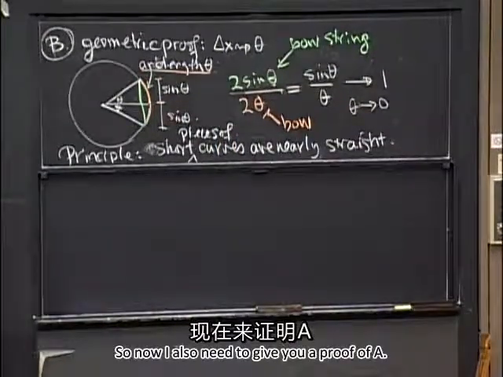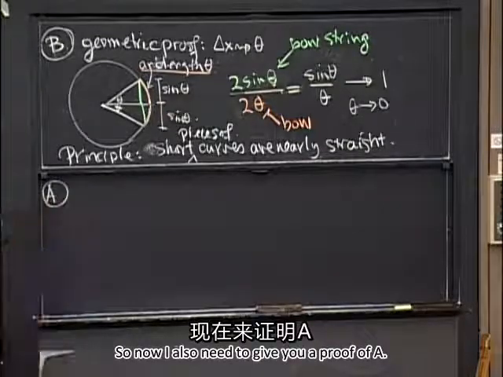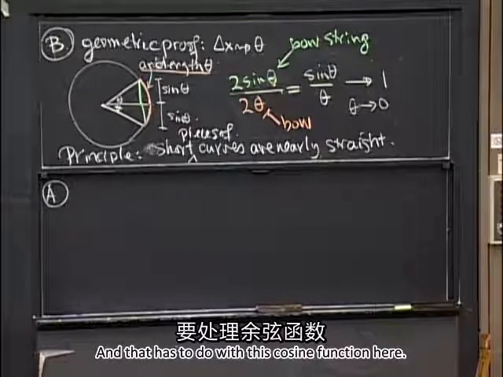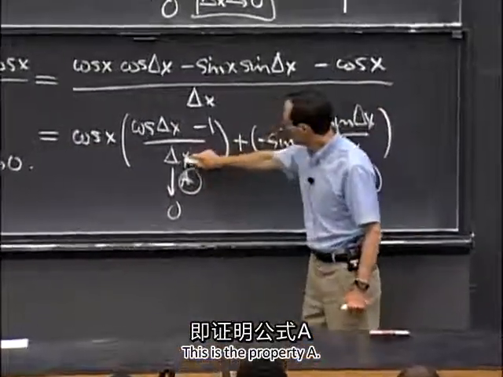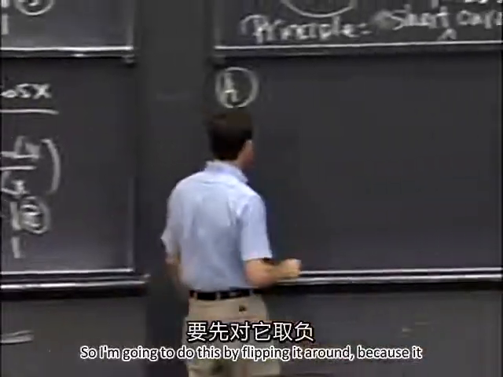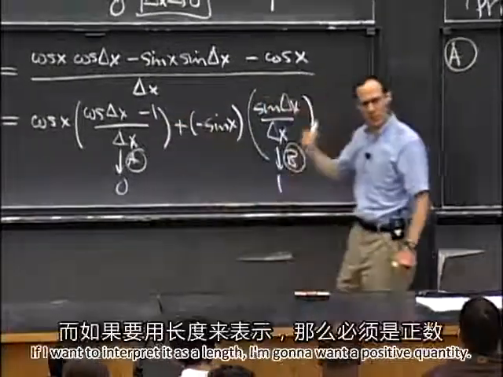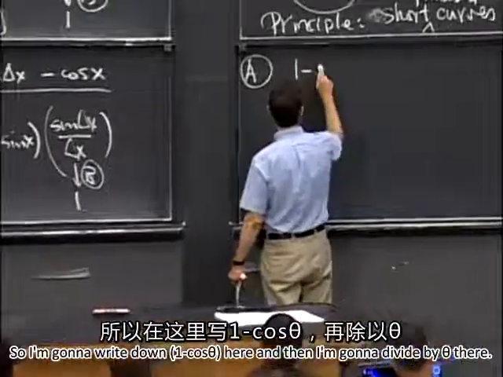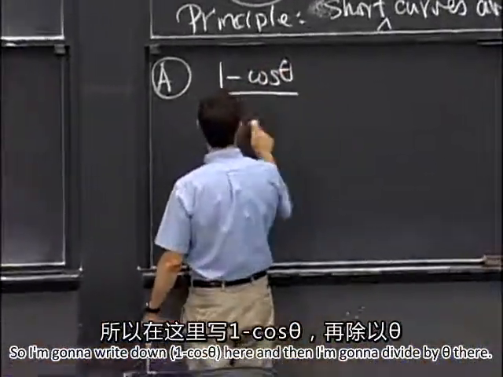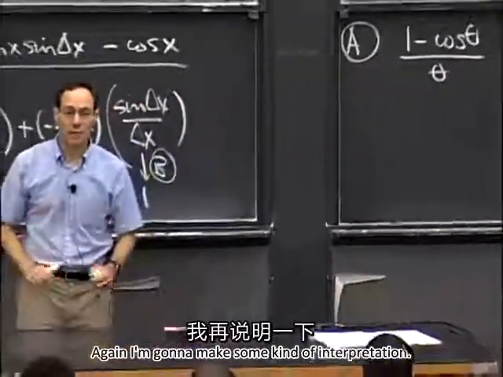All right, so now I also need to give you a proof of A. And that has to do with this cosine function here. This is the property A. And so I'm going to do this by flipping it around, because it turns out that this numerator is a negative number. If I want to interpret it as a length, I'm going to want a positive quantity. So I'm going to write down 1 minus cosine theta here, and then I'm going to divide by theta there. All right? Again, I'm going to make some kind of interpretation.